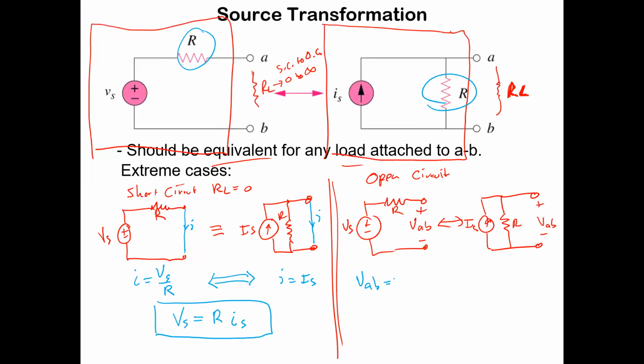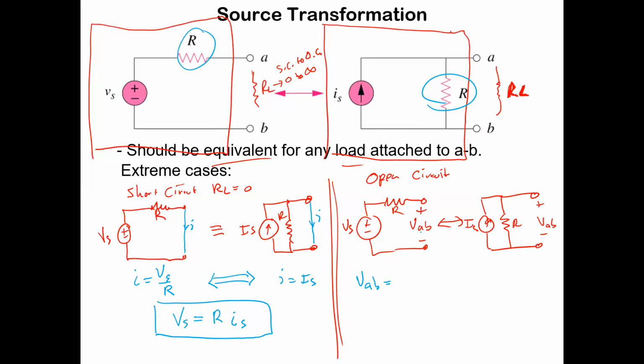Mark says no. What were you saying, Mason? Oh, so I'm asking the question, what is VAB when we have an open circuit from A to B on the circuit on the left? We're looking at you have a voltage source, we got a resistor, and we have an open circuit. And the question is, what is VAB? Omar?